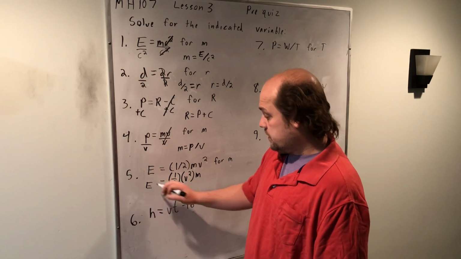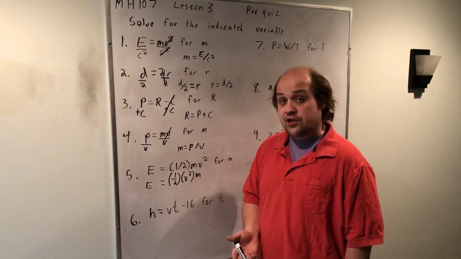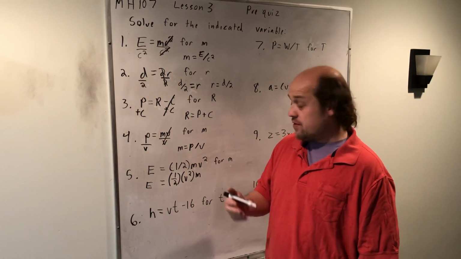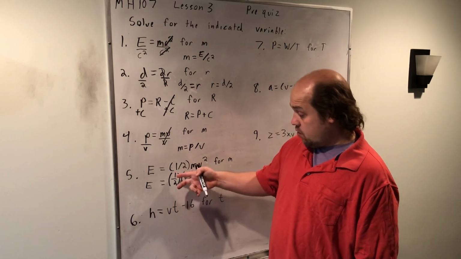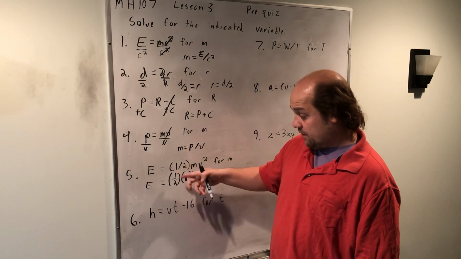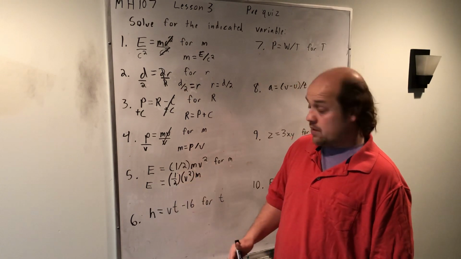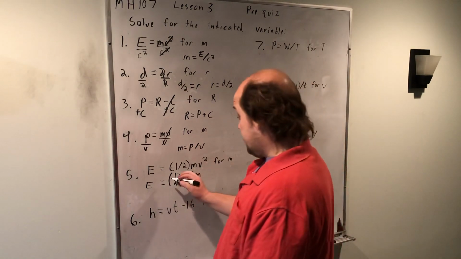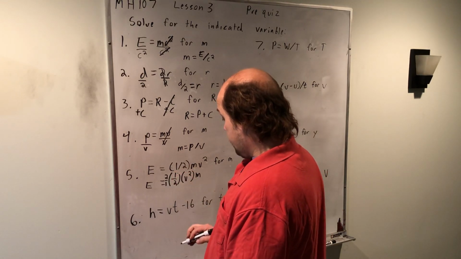Still all equal to e. To undo this 1/2, whenever you have a fraction that you want to move to the other side, you're technically multiplying by the reciprocal, where I flip what was on bottom, put it on top, what was on top, put it on bottom. So really the way to undo this fraction 1/2 is to multiply by 2 over 1.